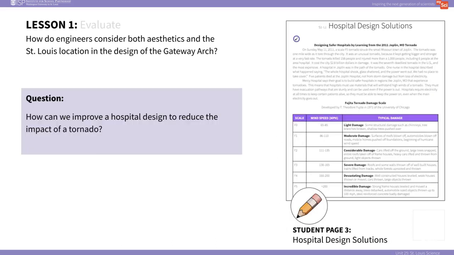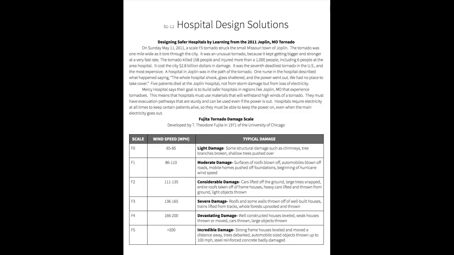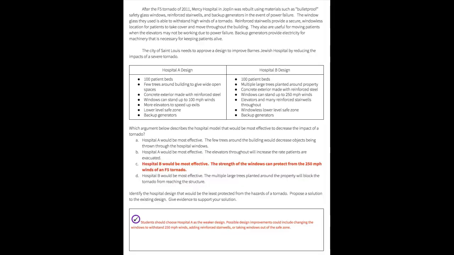During the Evaluate portion of this lesson, students will answer the question, how can we improve a hospital design to reduce the impact of a tornado? In the Evaluate, students will read a scenario about the 2011 Joplin, Missouri tornado and the hospital that was in the direct path of the tornado. Students will also have data about different types of tornado and the amount of damage those tornadoes can do. Students will then read a paragraph about the structural changes engineers made to the hospital in Joplin, Missouri when they were rebuilding it. Changes like making sure they had bulletproof glass, backup generators in case the power went out.